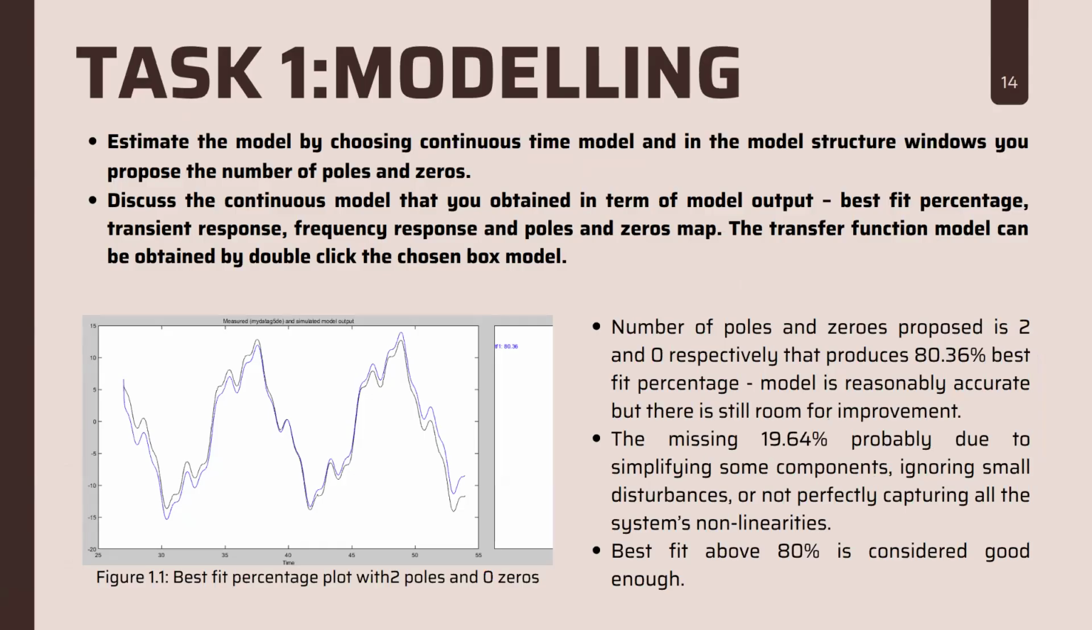Okay, so for task 1, we are required to choose our poles and zeros. We decided to choose 2 poles and 0 zeros. Our best fit percentage is 80.36%, which is acceptable since it is above 80, so it is considered good. In real life, the missing 19.64% is probably due to simplifying some components, ignoring small disturbances, or not perfectly capturing all the system's non-linearities.